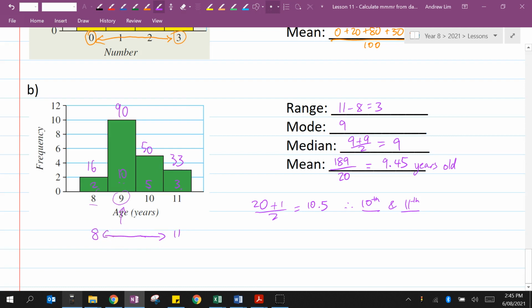Okay, so that's it for this video. I hope you now know how to calculate the mean, median, mode, and range from different data displays.